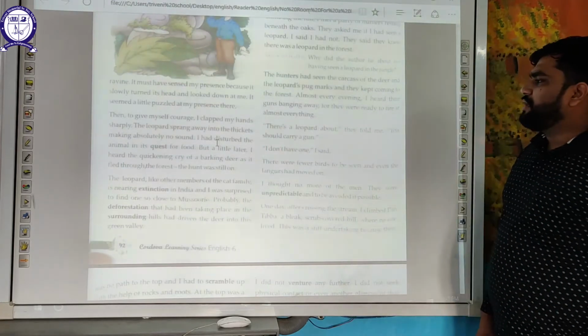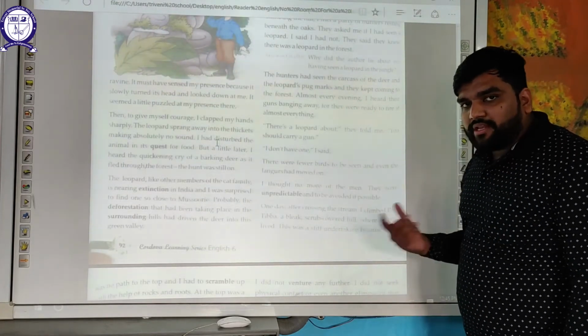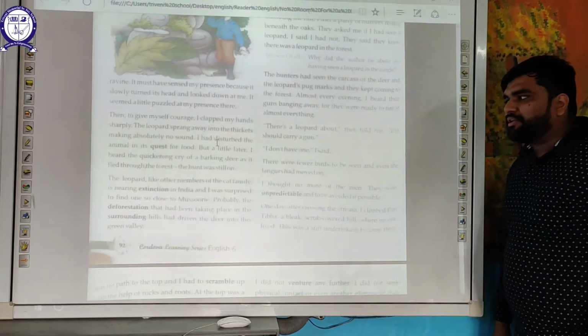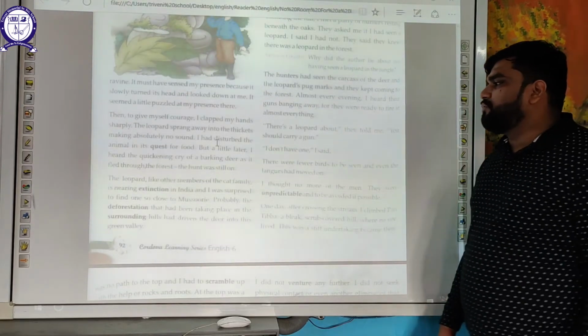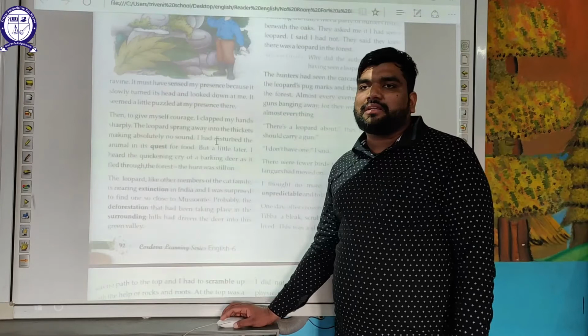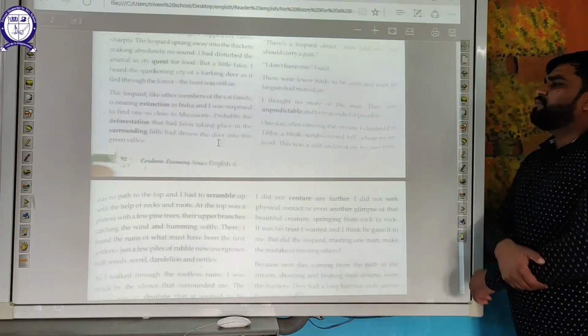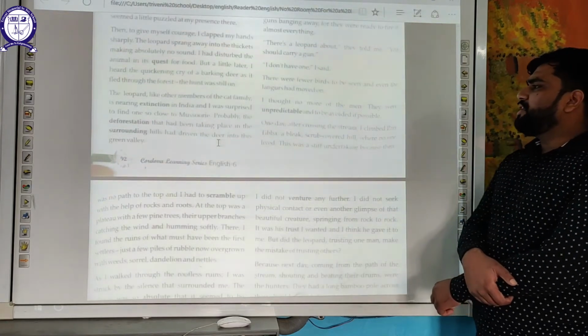There's a leopard about, they told me, you should carry a gun. The hunter said this to the writer. I don't have one, I don't need one. There were fewer birds to be seen, and even the langurs had moved on because of the hunters. Birds and animals moved away. I thought no more of the men. They were unpredictable and to be avoided if possible.